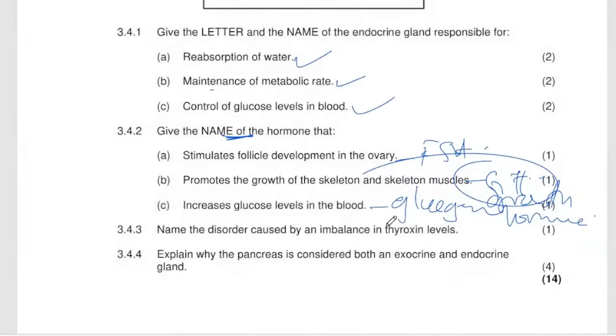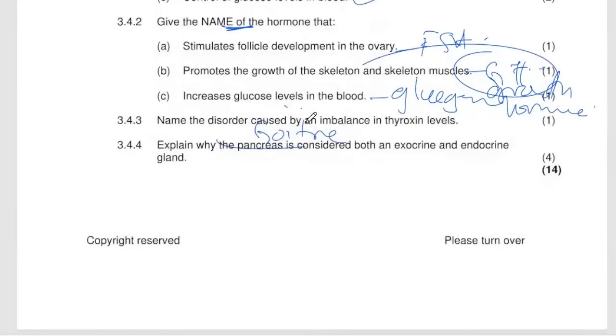Name the disorder caused by imbalance of the thyroxine levels. It is what you call the goiter, which I usually tell my students that I call it goiter. All right. Yes, it sounds like Afrikaans. Yeah, but it is goiter or goiter, the way how you want to pronounce it, but make sure that the spelling is correct.